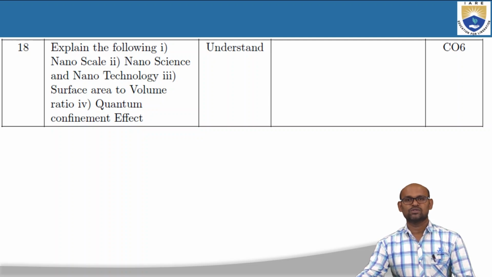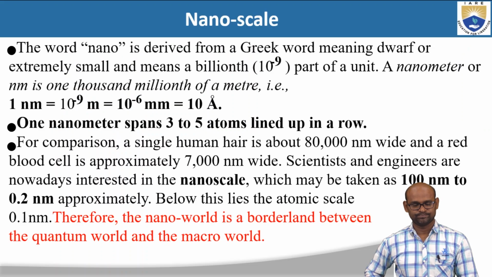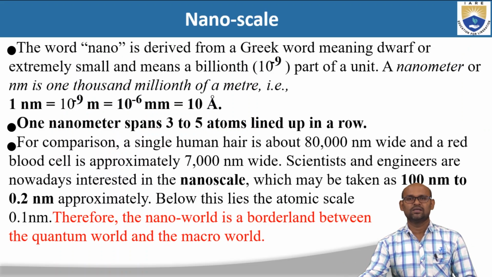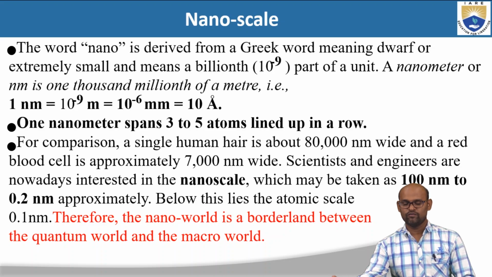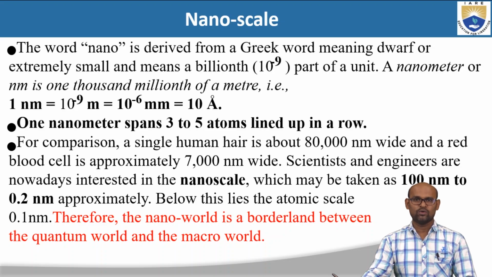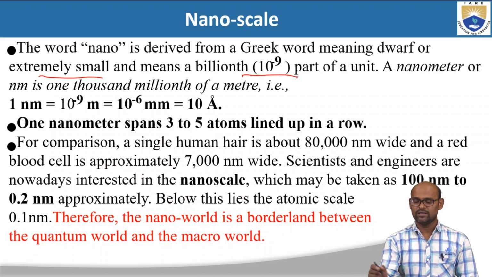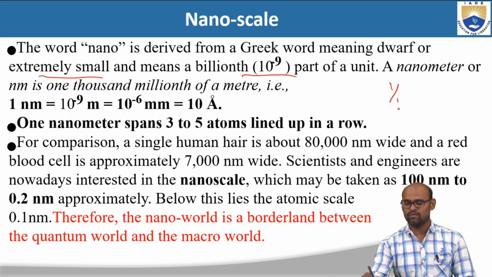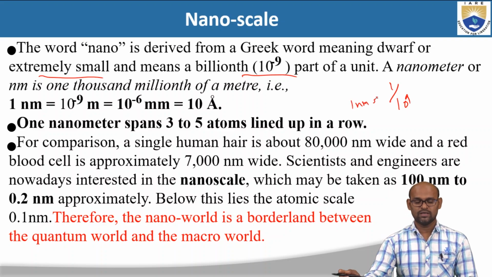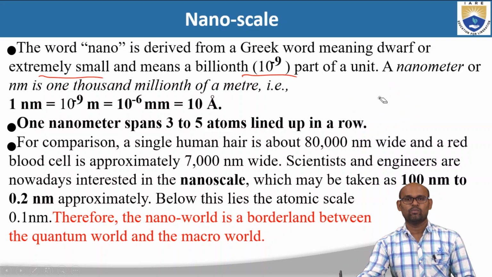Explain the following: nanoscale, nanoscience, nanotechnology, surface area to volume ratio, and quantum confinement effect. So, nanoscale: the word nano is derived from a Greek word meaning dwarf or extremely small. So the meaning of nano is extremely small, and it is one billionth of a unit. 1 by 10 power 9 is 1 nanometer. So a nanometer is 1000 millionth of a meter. 1 nanometer is 10 power minus 9 meters, or 10 power minus 6 millimeters, or 10 angstroms.